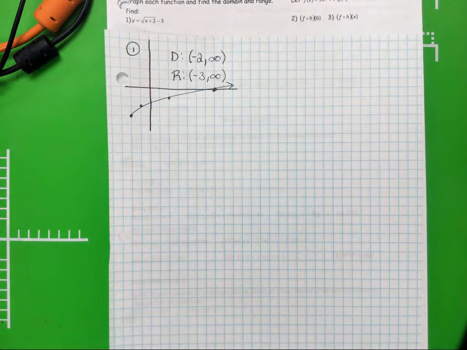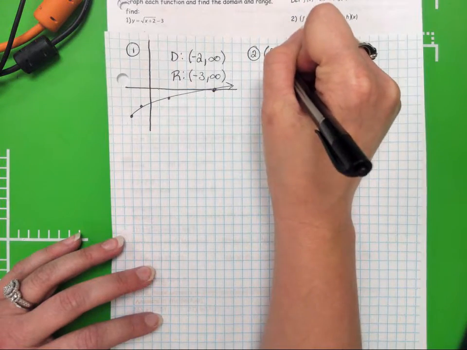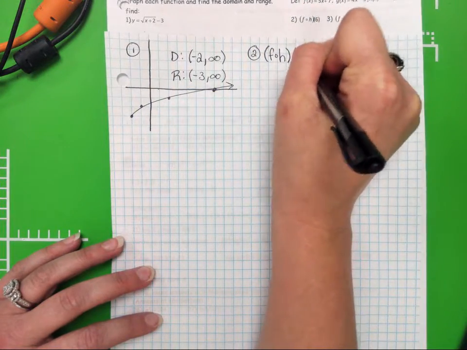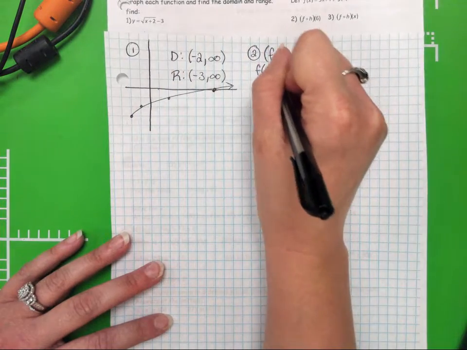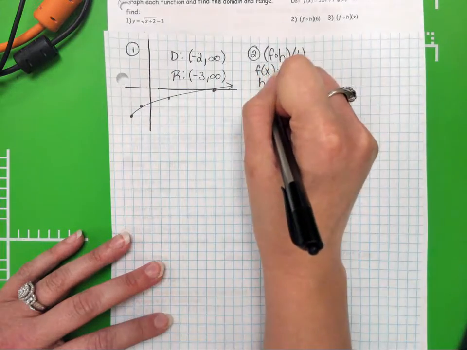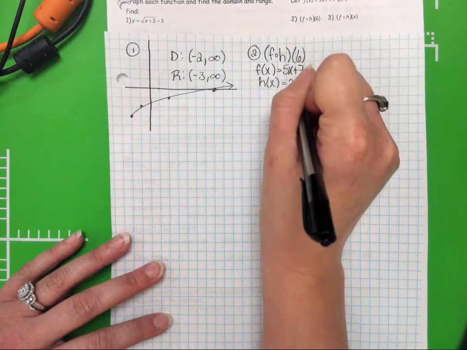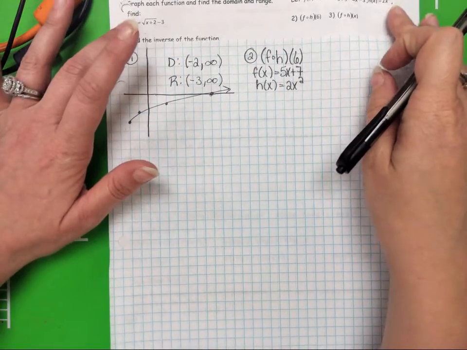Alright, let's do 2 and 3 and then we'll call it a day, okay? Bless you. Alright, number 2 says F composition of H of 6. And F of X is 5X plus 7. And then it told us H of X was 2X squared. Okay, just reading that off the paper right there.